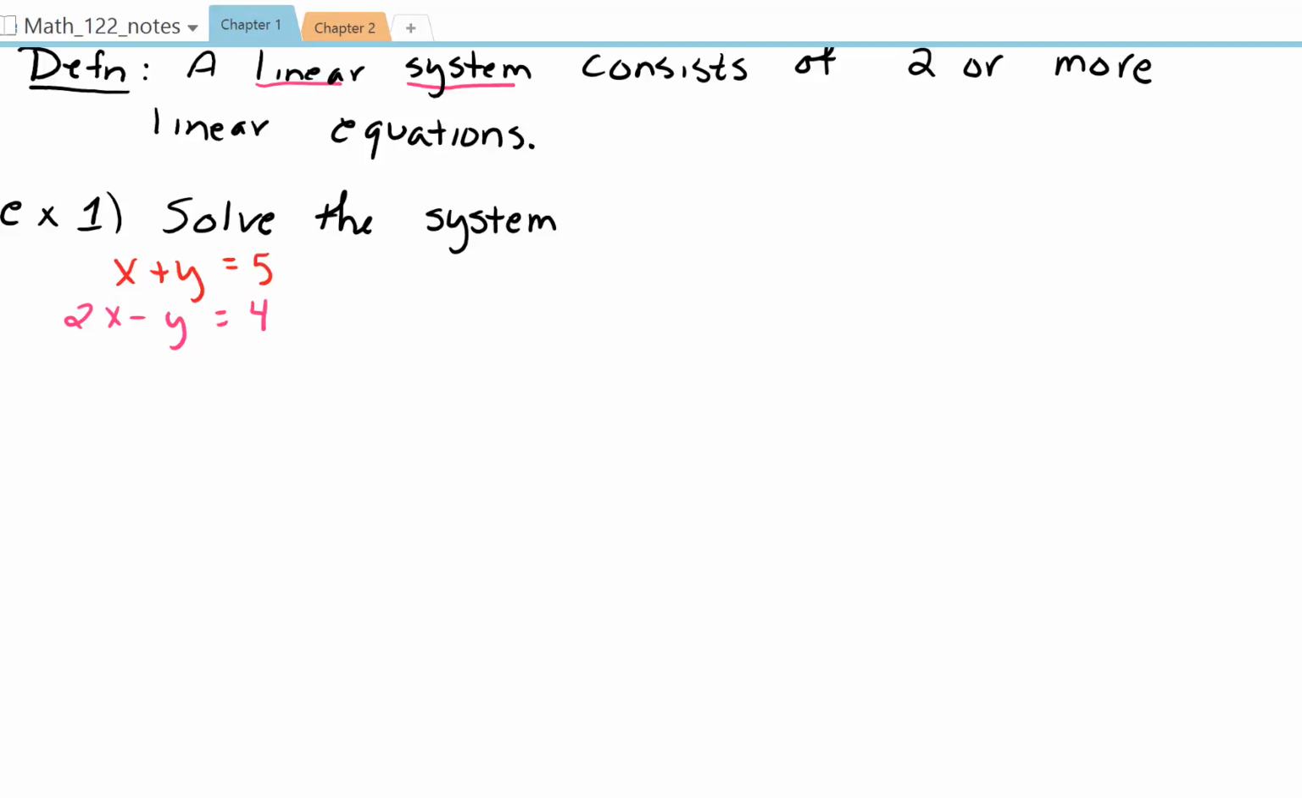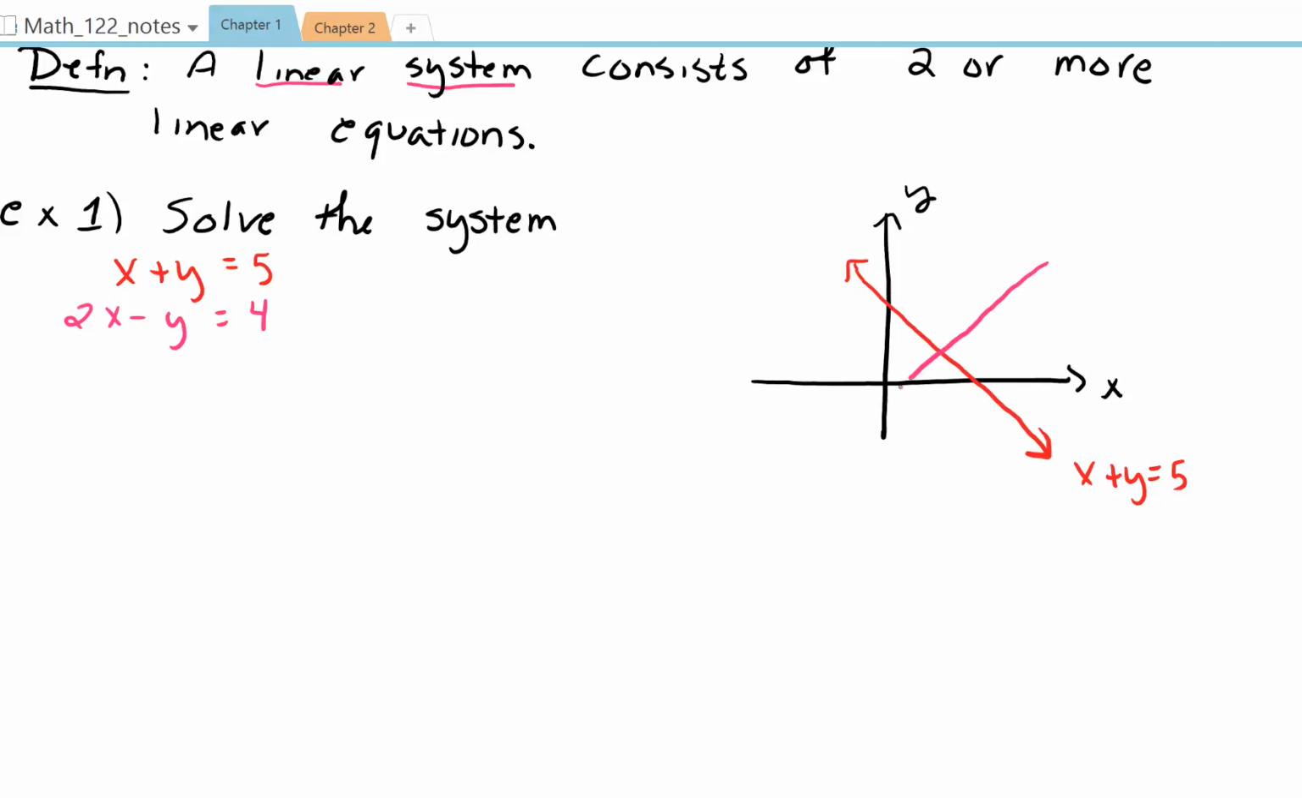Now if we go back to previous math classes and think about what these equations look like, we could graph them in the xy plane. So the first equation here, x plus y equals 5, looks like the following. It's got a slope of -1, and that looks like that. And we can graph our other equation here, 2x minus y equals 4. And if we put that in y equals mx plus b form, we can get that equation. And the bottom line is we see that there's an intersection point.